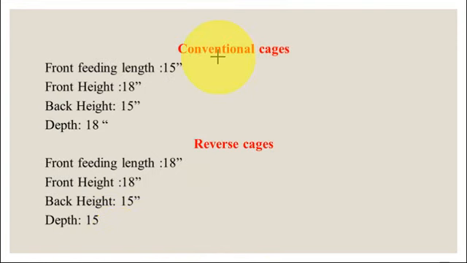Next, conventional cages. Front feeding length is 15, front height is 18 inches, back height is 15 inches. In reverse cages, front feeding length is 18, front height 18 inches, back height 15 inches. So here slope will be generated in both. But in reverse cages the slope is 1 by 5, while in conventional cage it is 1 by 6. It is more scientifically designed.